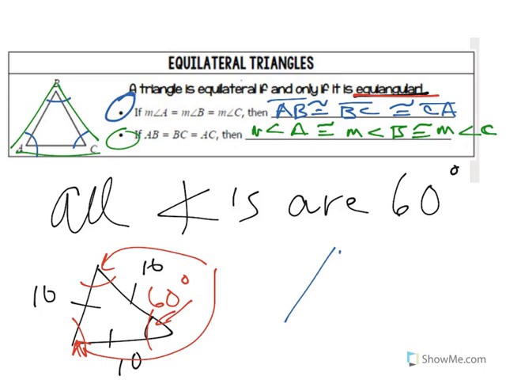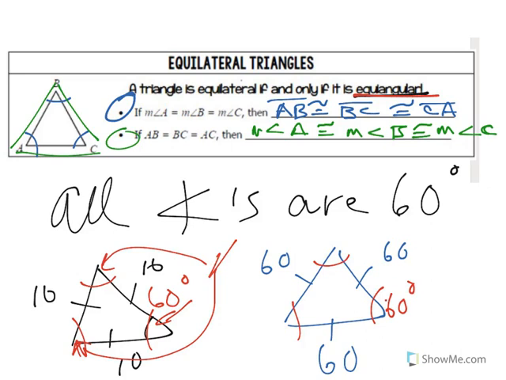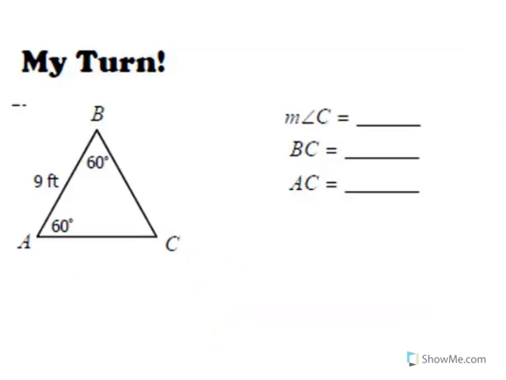The same is true if I had an equilateral triangle with, let's say, each side 60 feet long. It doesn't matter. The angles would also be 60 degrees, just like in this one over here. So just the idea that you always have 60 degrees on every angle in an equilateral triangle. Alrighty. So we're going to get right into it here with a my turn. That's pretty much all there was in terms of note taking on the last slide.